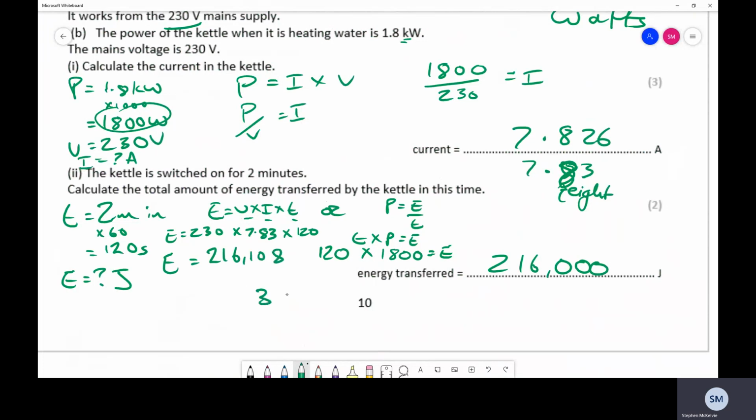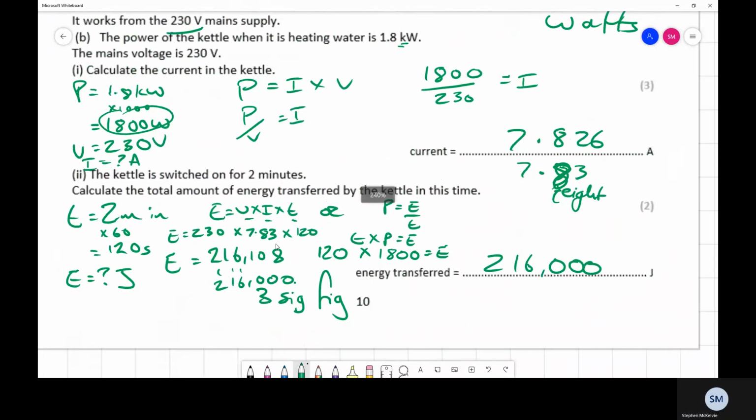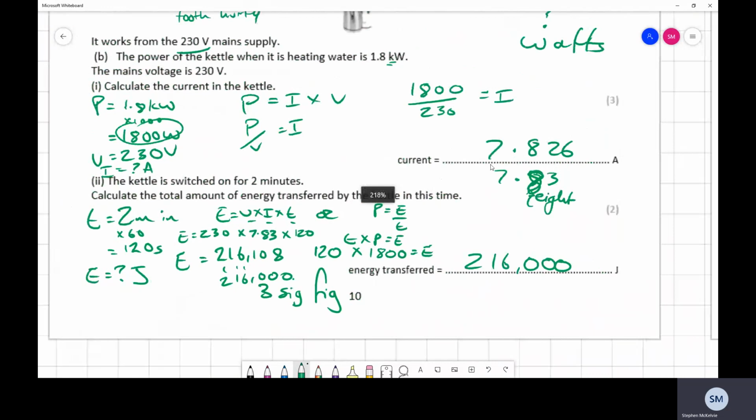But let's round that to 3 sig fig: 1, 2, 3, and that rounds down to 216,100, and it's the same answer. So sometimes you can use the same equation for both. No, different equations to get the same answer. That's what I meant to say.